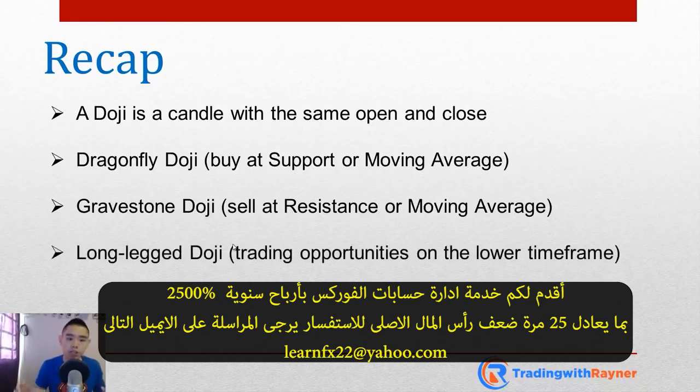And the long-legged doji usually is a very huge candle that you see on your chart. So usually I don't trade off that time frame itself. You go down one time frame lower, you can better define the highs and lows, which are support and resistance. And from then on, you can look to find trading opportunities based on the long-legged doji that formed on the higher time frame.